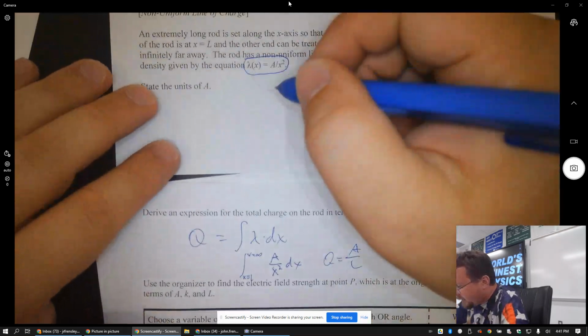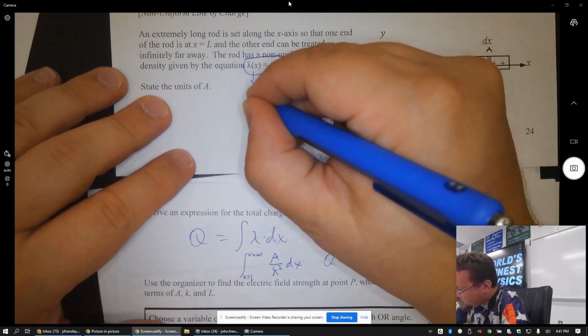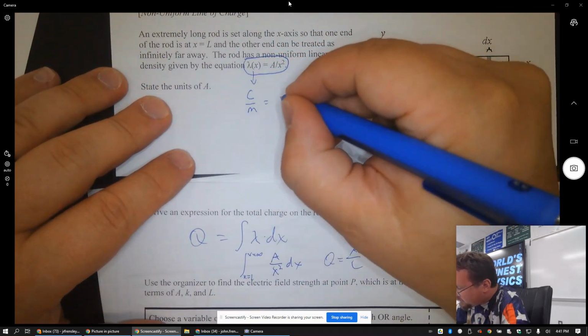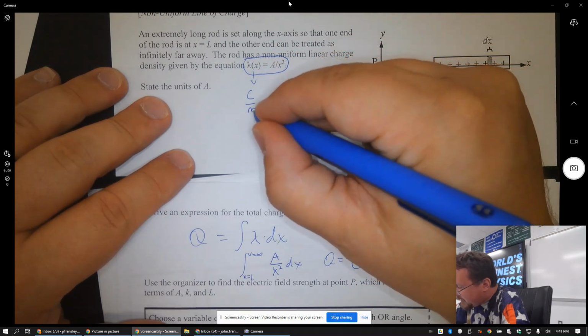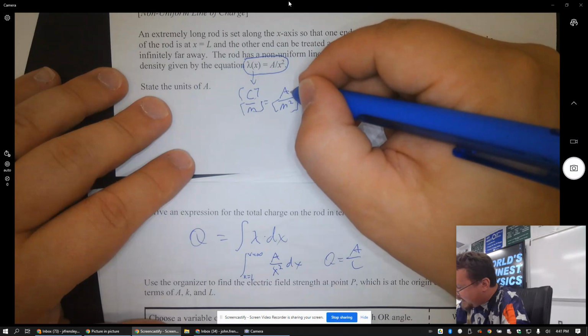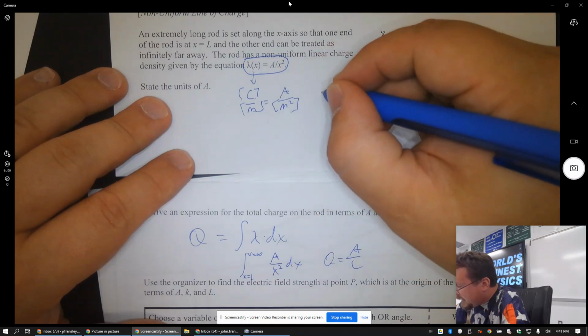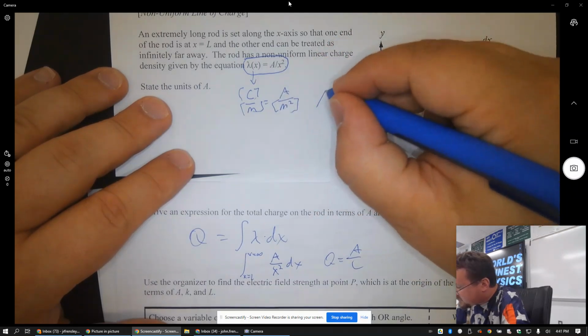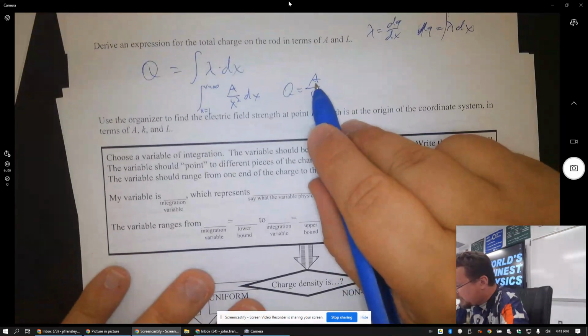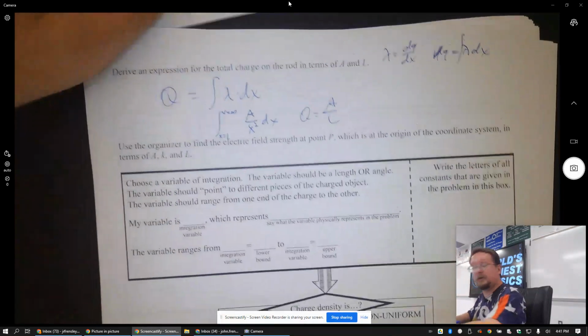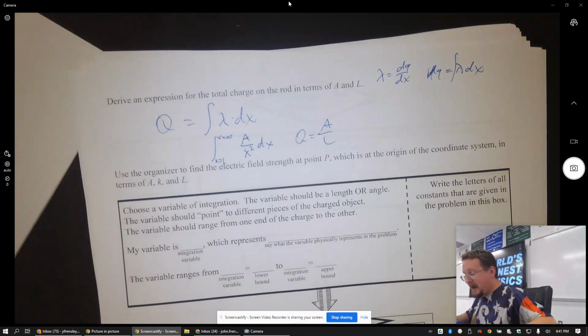Let's see what the units of A are. So that is coulombs per meter equals A over meters squared. Okay, so put little unit brackets on it. So then A would be in units of coulombs times meters. So A is in units of coulombs times meters. So that would be coulombs times meters over meters. That is coulombs.